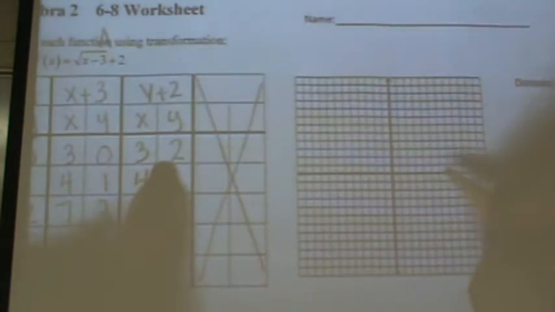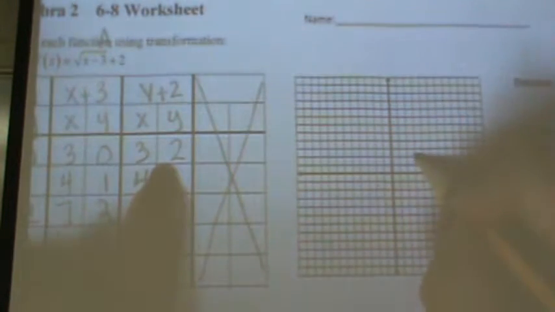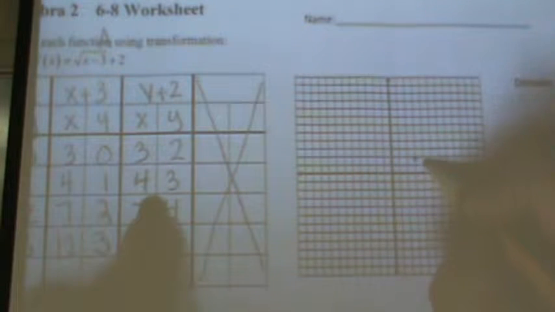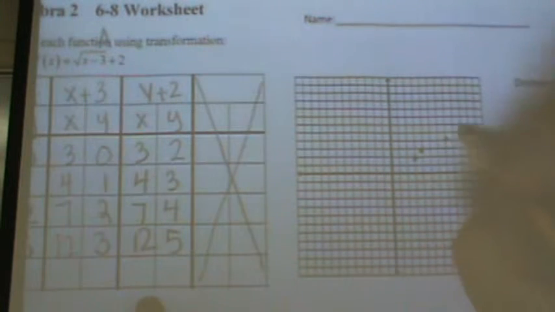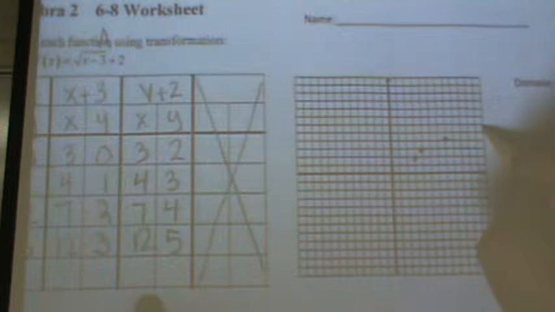And now we're going to graph this. Over 3 up 2. Over 4 up 3. And over 7. 3, 4, 5, 6, 7, 1, 2, 3, 4. And I think 12, 7, 8. It's right.